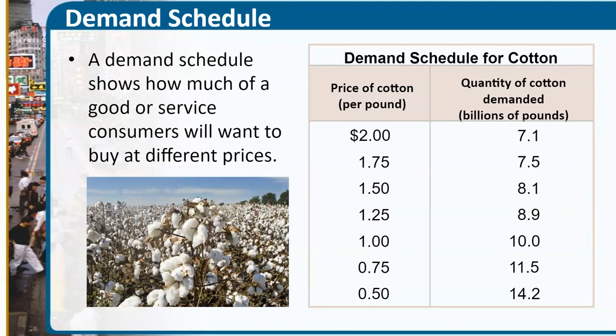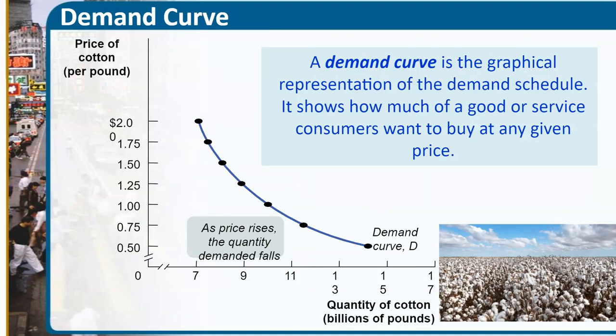So let's start with the demand schedule. This is the idea that when goods and services are sold, the quantity that is demanded is based on price. So if the price is lower, the quantity demanded is higher. Notice 14.2 billion pounds of cotton are demanded at a price of 50 cents, where only half of that, 7.1 billion pounds of cotton, are demanded at a price of $2. So this shows us a demand schedule that is downward sloping. The idea here is that as the price drops, the quantity demanded will increase, leading to the downward sloping curve that we see here.